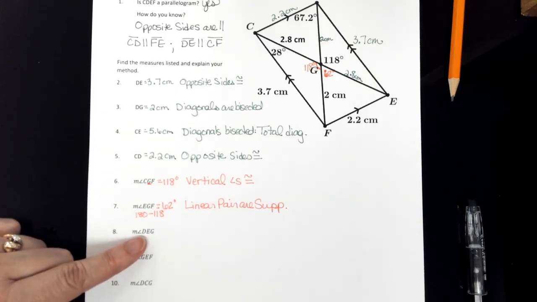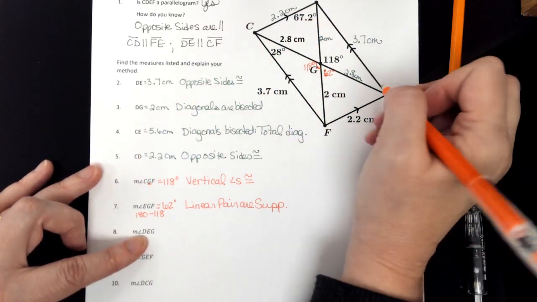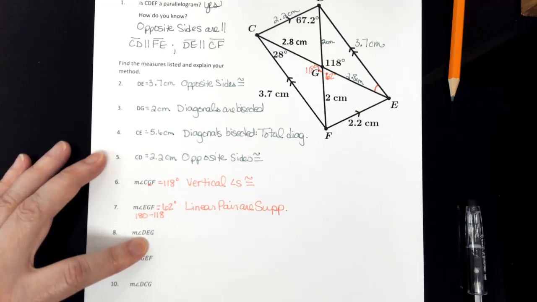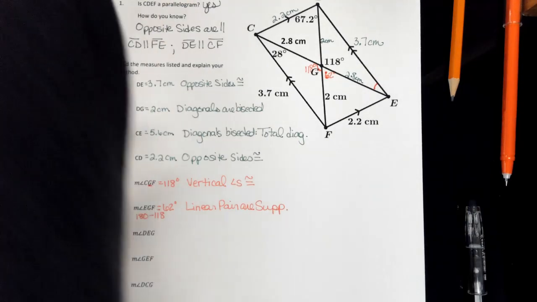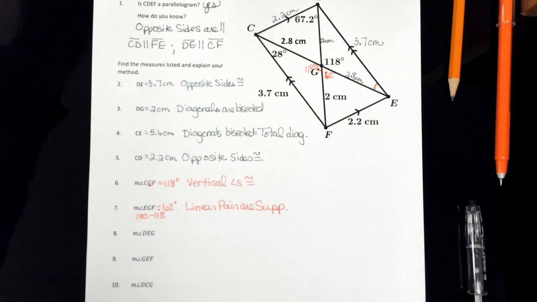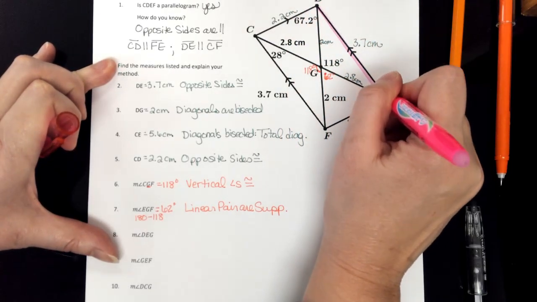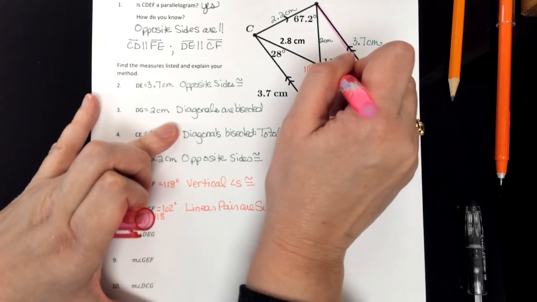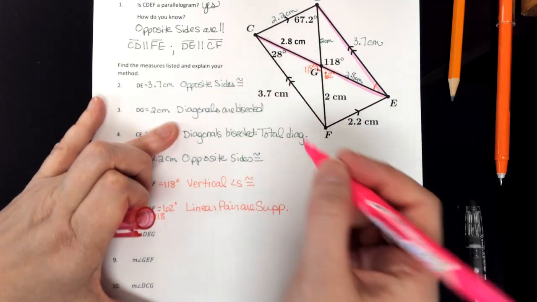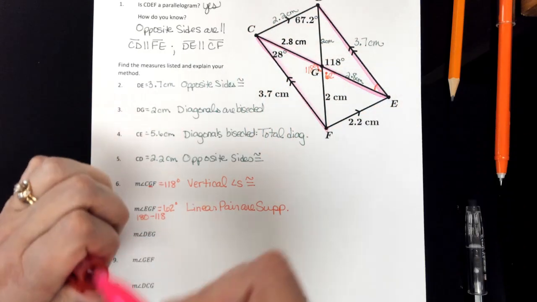Angle DEG. DEG is this angle by E. And when I look at that one, this is what I'm going to get my highlighters out for. It's part of my parallelogram that comes in, goes all the way down to there. I know I went past G, but if I take a look, here's my other parallel side.